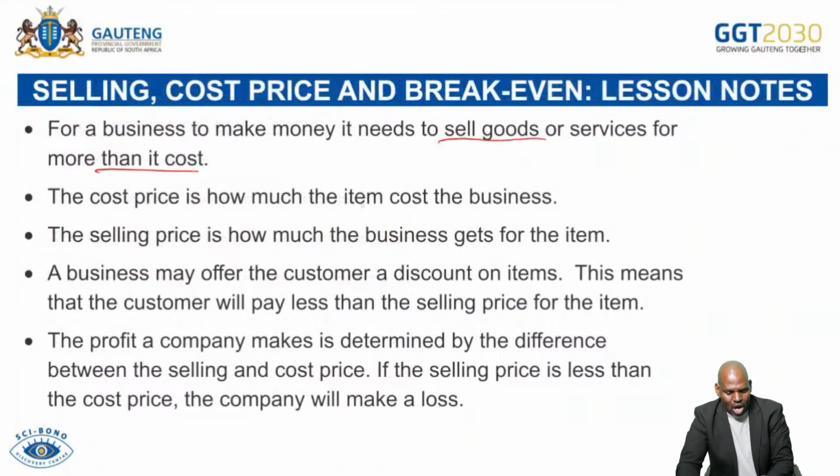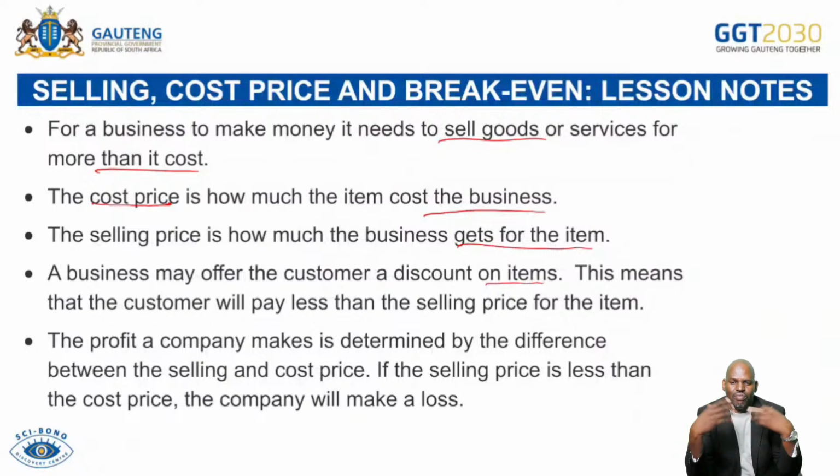So the cost price is how much the item cost the business. The selling price is how much the business gets for the item. A business may offer the customer a discount on items. This means that the customer will pay less than the selling price for the items. These are some of the things that you need to think about, especially when you are running a business.